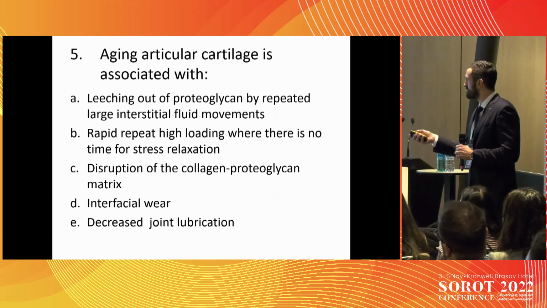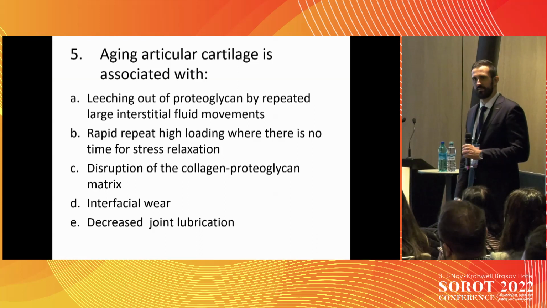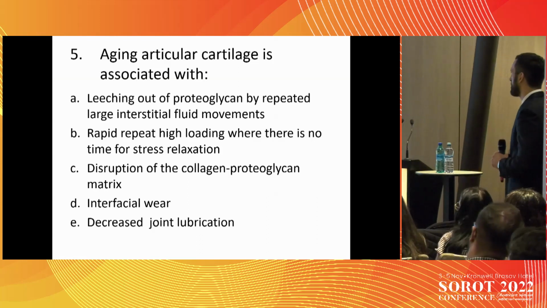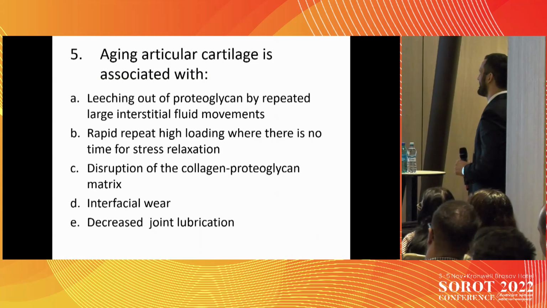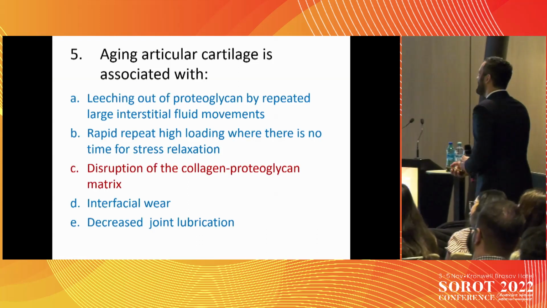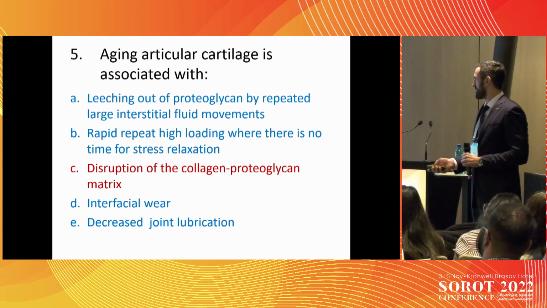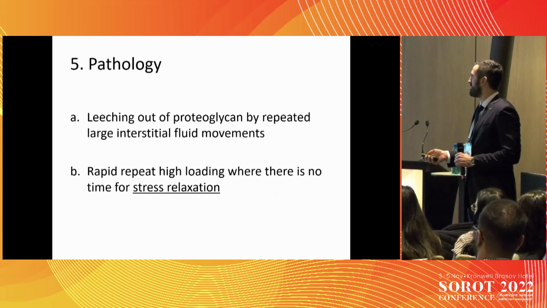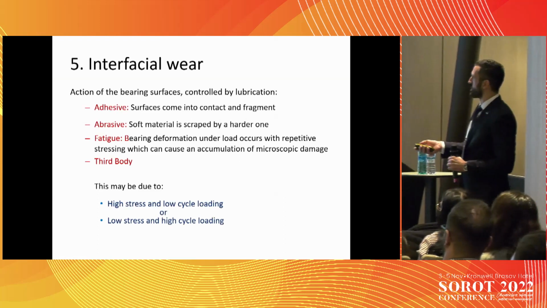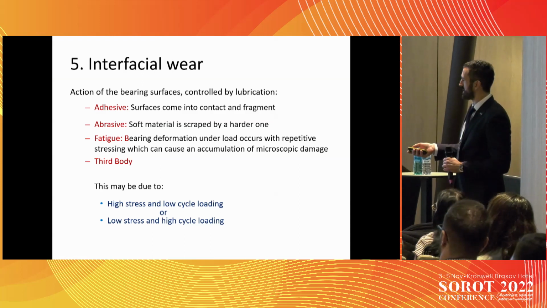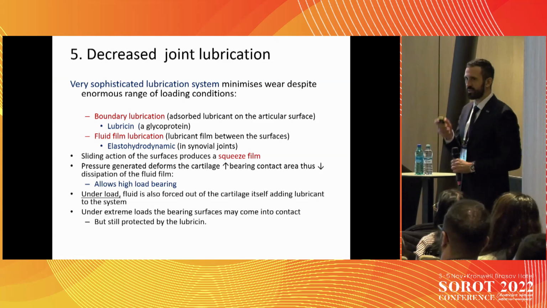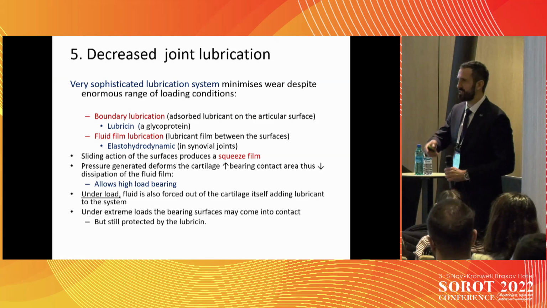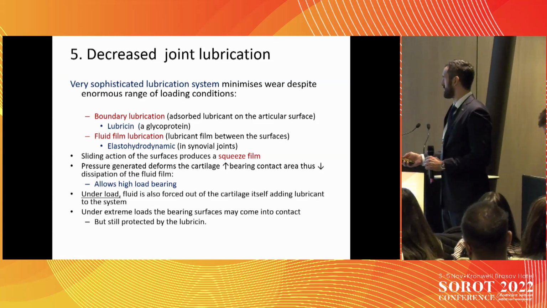So in aging, that's great, disruption of the collagen proteoglycan matrix. Interfacial wear, we already said it. There is adhesive, abrasive, fatigue wear, and third body wear. Also, decreased joint lubrication doesn't happen with old age. It happens in osteoarthritis, but it doesn't have to happen in old age.